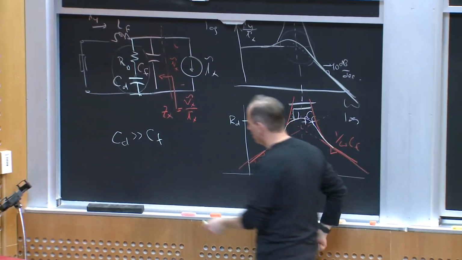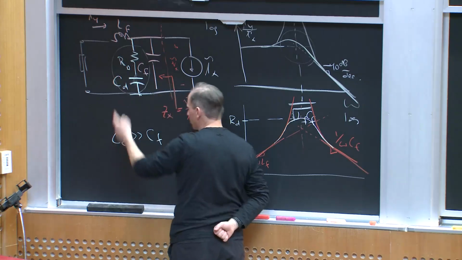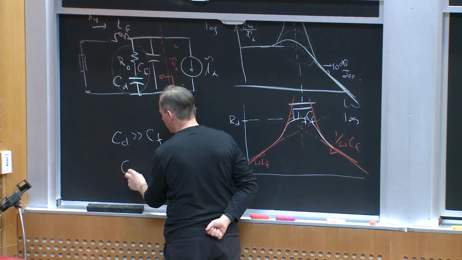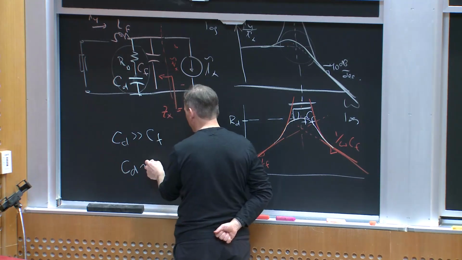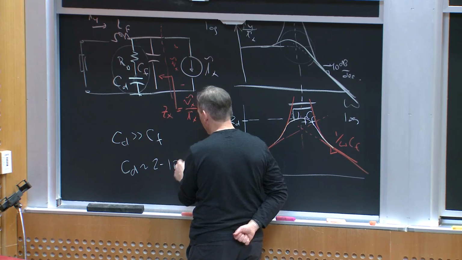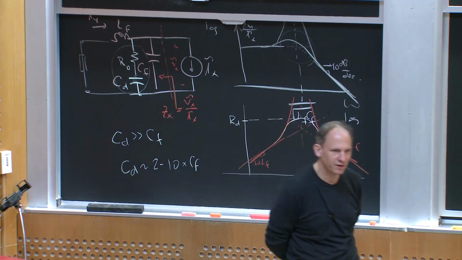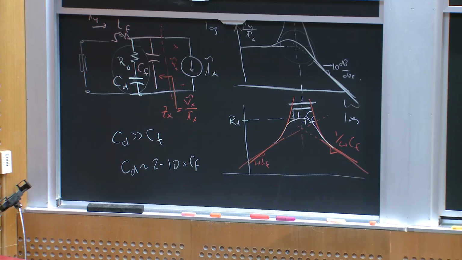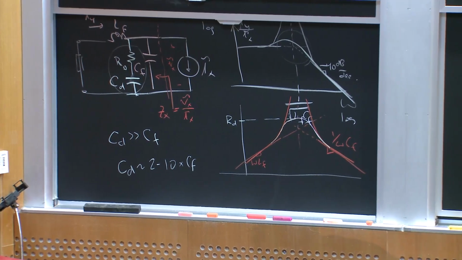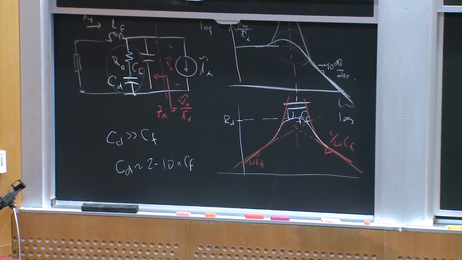Now, typically, CD depends, and we're going to talk about the details of this. A typical number for CD is usually on the order of 2 to 10 times CF, or 2 or greater times CF, in order to get good enough damping. But we'll get into the details of that. But before I do that, any questions?